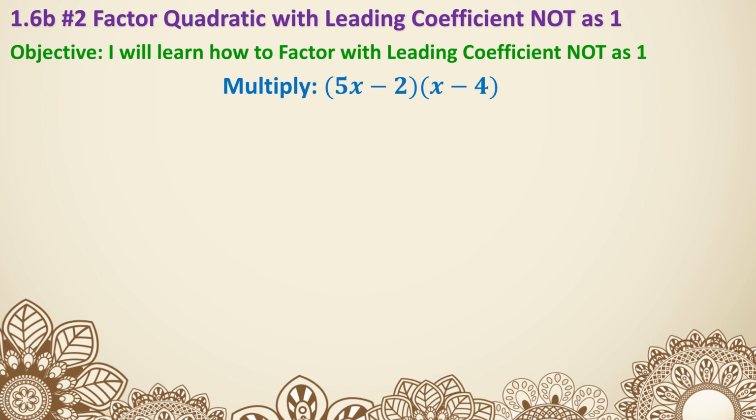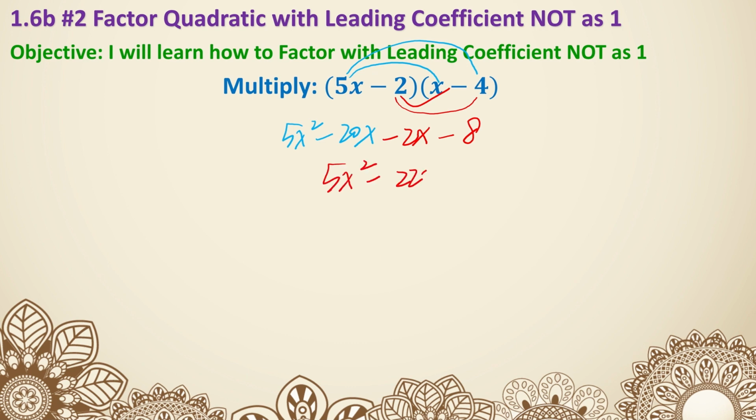Just like previous lessons, I will always ask you to try to do a multiplication question so that we can actually get some big ideas. So let's say we want to multiply these two parentheses together. 5x times x is 5x squared. 5x times negative 4 is negative 20x. And then we have negative 2 times x, which is minus 2x. And negative 2 times negative 4 is negative 8. They will combine to be 5x squared minus 22x minus 8.